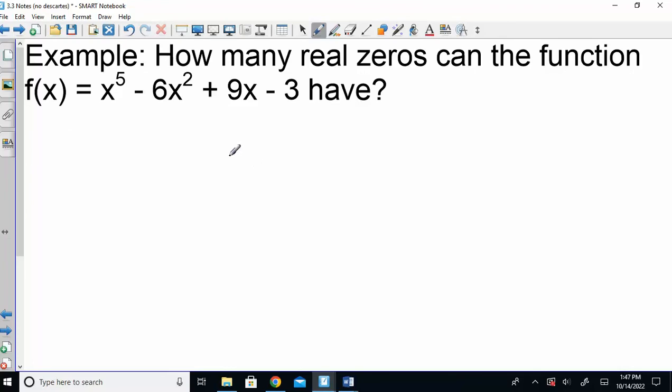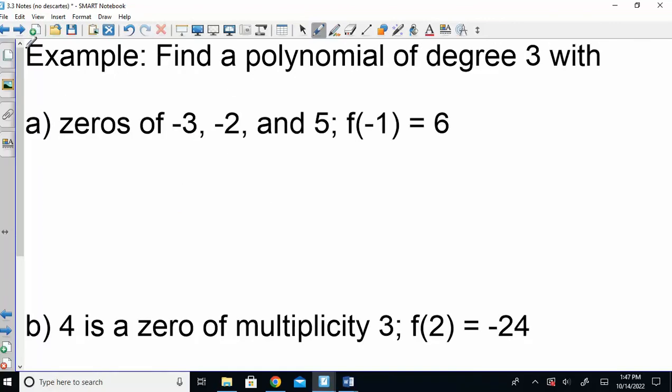All right, so quick question. How many zeros can this function have? 5. It will have 5 exactly, but some could be real, some could be imaginary. All right. We're going to do one more slide and then we're stopping for today. Okay? So, I want to create a polynomial to meet these requirements.